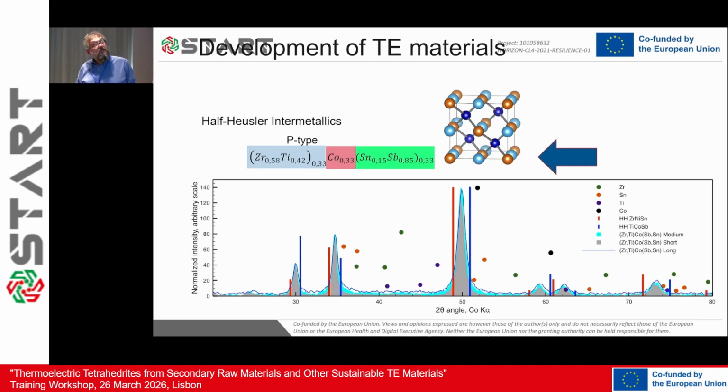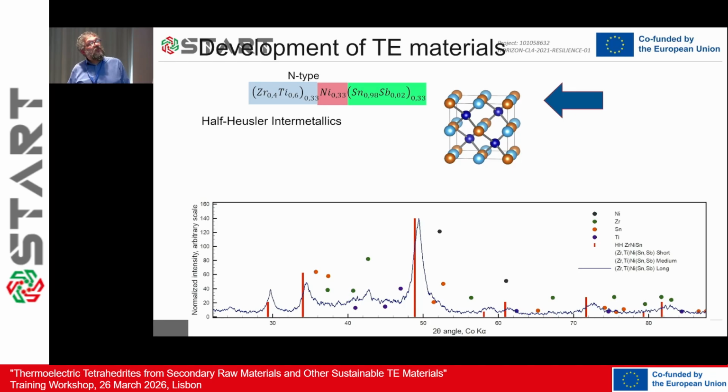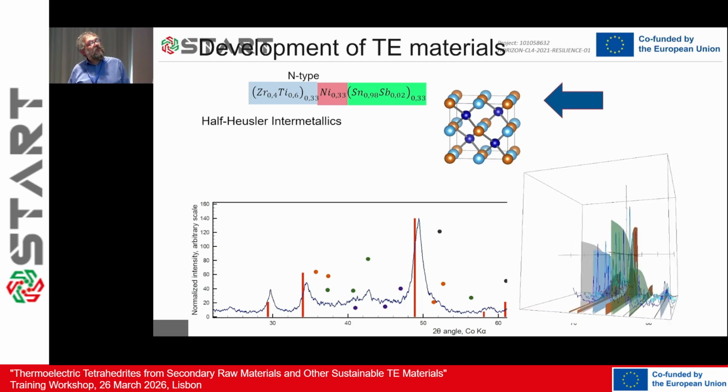The dots are basically where we should see the elements appearing. We start from the elements, for example, tin here in orange, and it disappears basically immediately, forming the Heusler phase with this composition. If we change composition, the story is different.